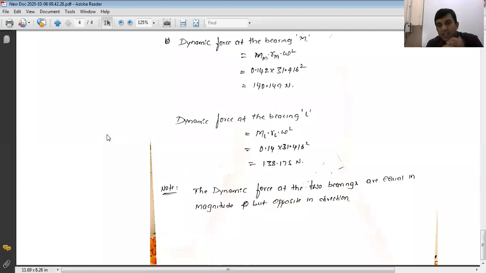Any doubt regarding this question? Yes sir, the dynamic force at the bearing M, I got 135.56 Newton. And for L, 138.034 Newton. Yeah, plus or minus 5% error is acceptable. You are closer, 135 and 138 Newton. Closer values, right? Almost equal, right?